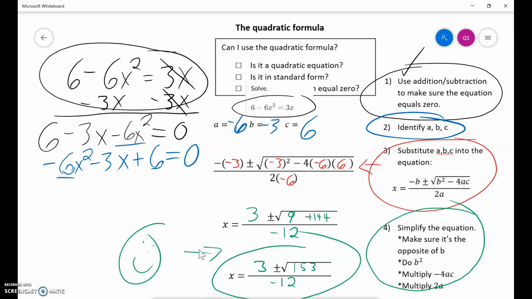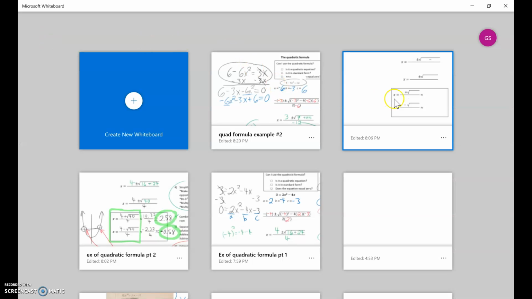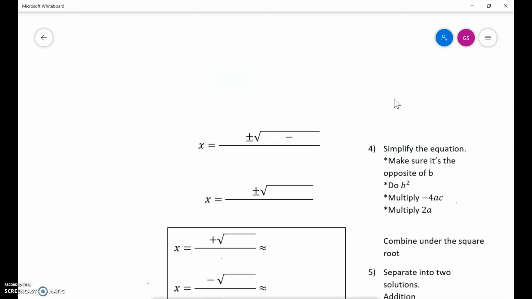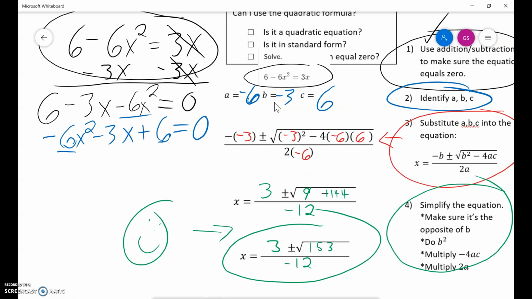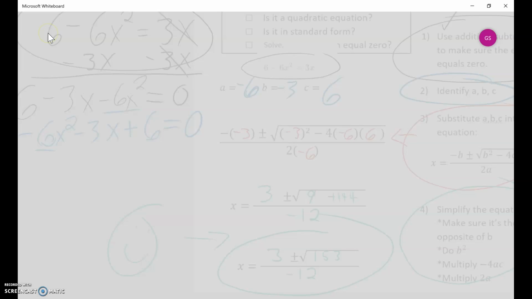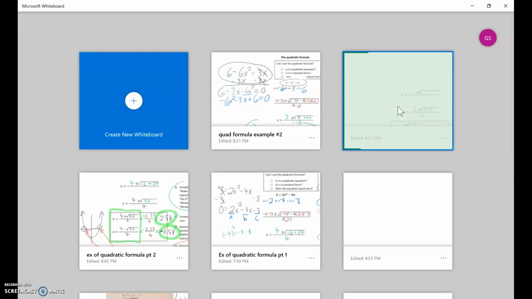But if you wanted to go ahead and find the approximate values of where those x-intercepts are, you could go on and do those final steps. So let's just do that real quick. So let's see here what we have. We had 3 plus or minus the square root of 153 over negative 12. Let me just make sure I copied that right, because if I put the wrong numbers, it's definitely not going to be right. 3 plus or minus 153 and negative 12. Okay. All right, so we're in good shape.